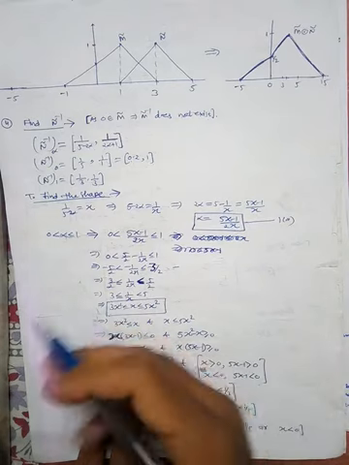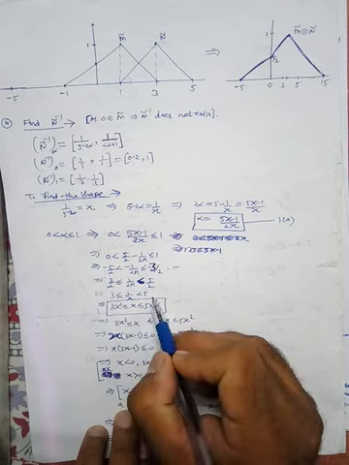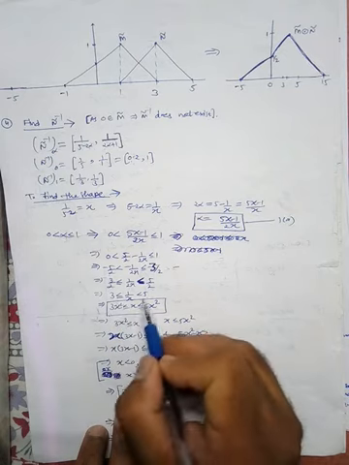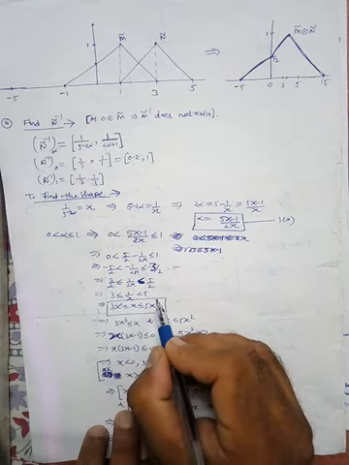x square is always a positive number. So just multiply in this range by x square. That's why the inequality will stay the same. So 3x square is less than or equal to x, which is less than or equal to 5x square.